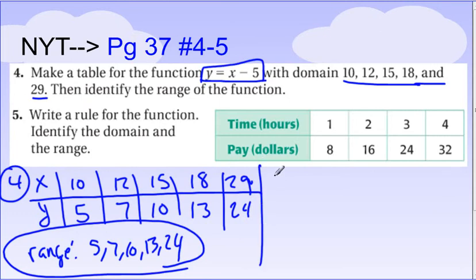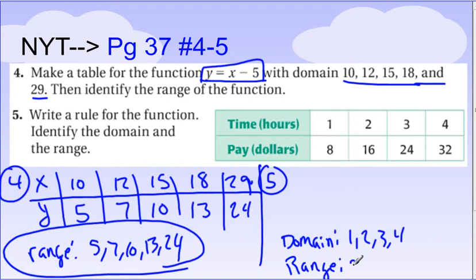All right, number 5. It says, write a rule for the function, identify the domain and range. Okay. Well, domain and range is easy. I'm going to do that first. So the domain is 1, 2, 3, 4. Range is 8, 16, 24, 32. All right, now, what is the function? So what's happening from here to there?